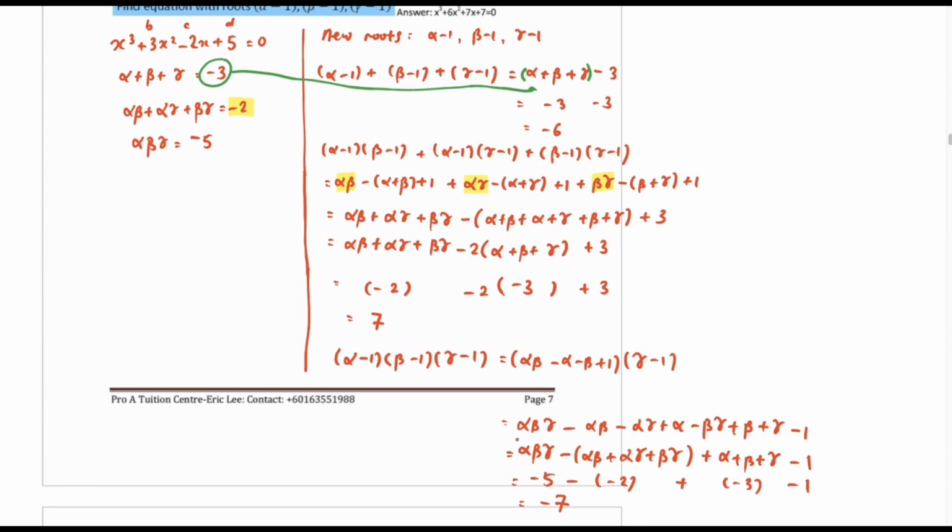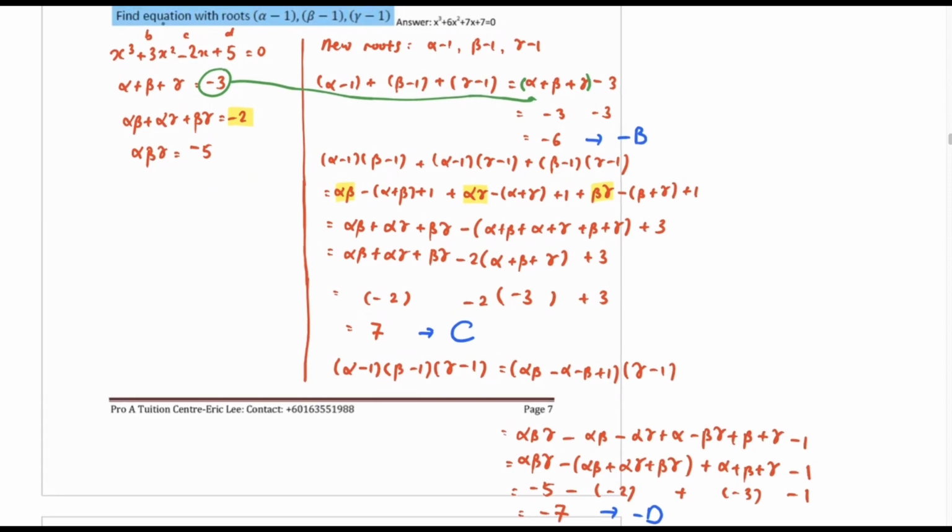Okay, so we have done the three stages here. So we have to know that this is negative B, this is C, this is negative D. So we need to find the equation. If you can see the question here, find the equation. So we need to know that our equation is a cubic equation because three roots are there. So cubic equation in general, x cubed plus bx squared plus cx plus d equal to zero.